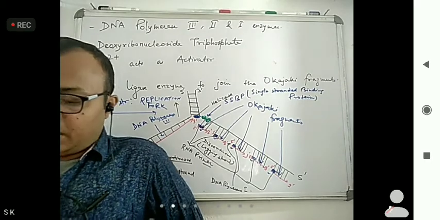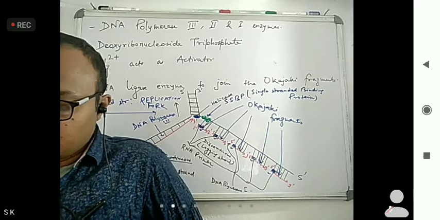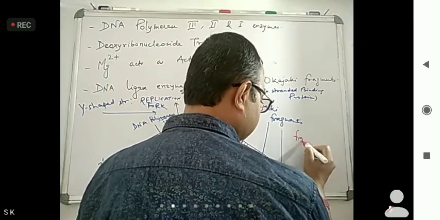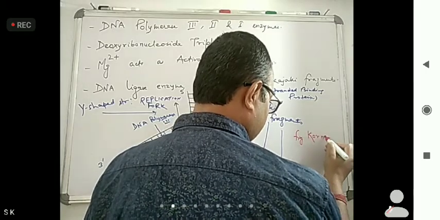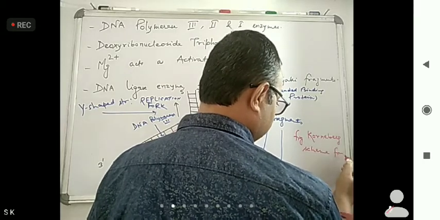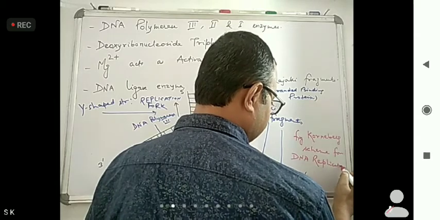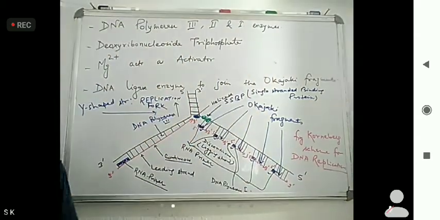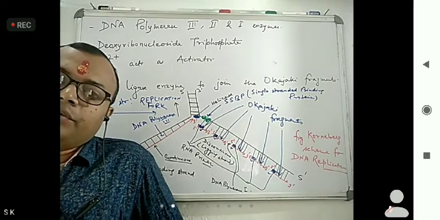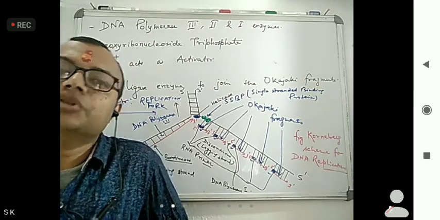Now, this scheme was shown by Kornberg, the scientist's name was Kornberg. So this figure is the Kornberg scheme for DNA replication. Okay, so this was the Kornberg scheme for DNA replication. Now we have to come to how replication takes place, the steps utilized.